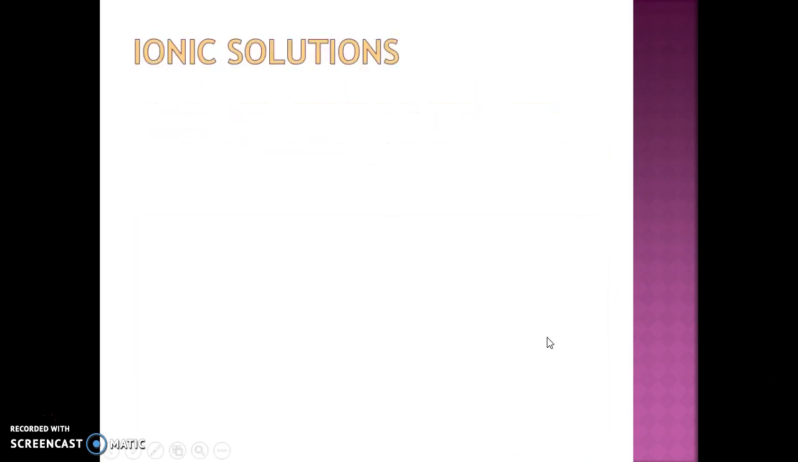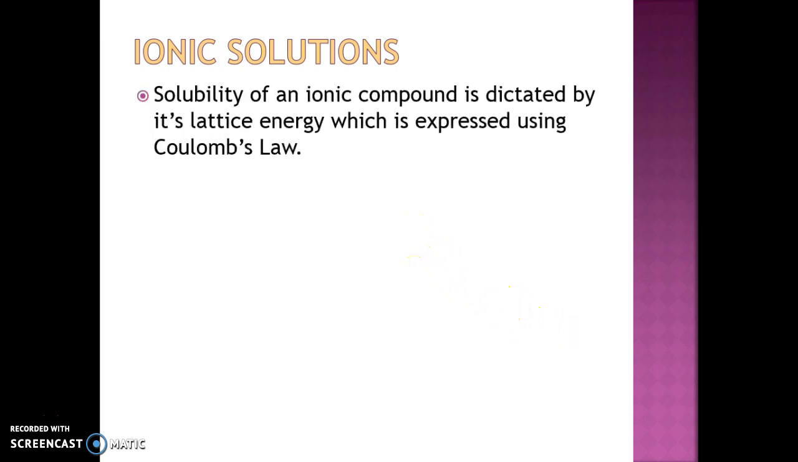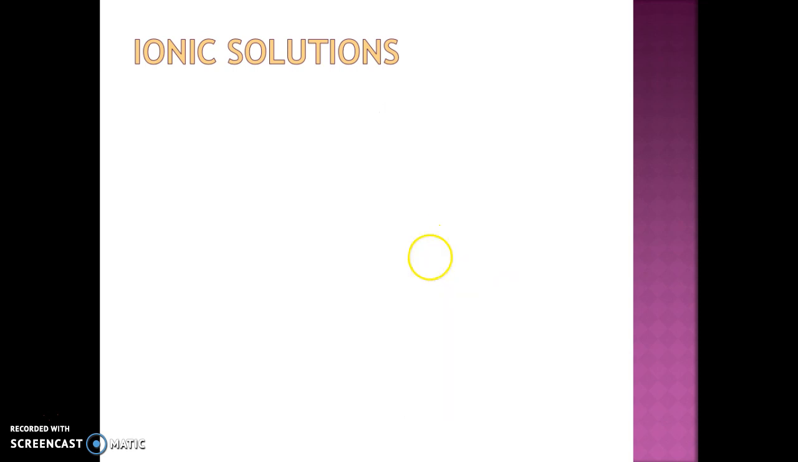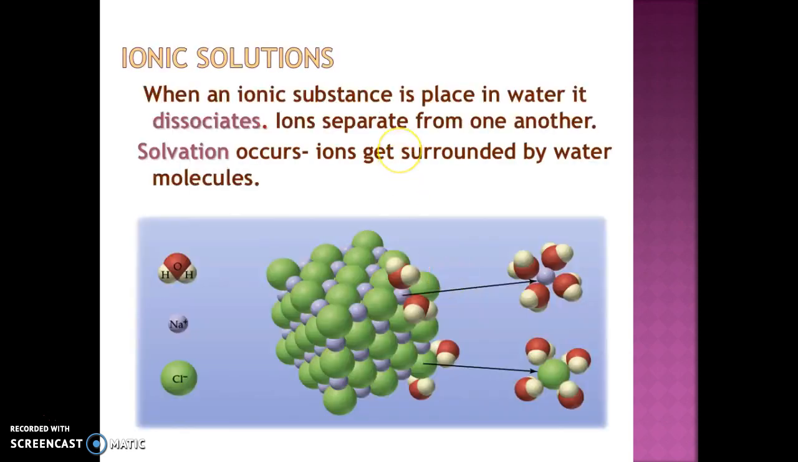Ionic solutions are created when an ionic substance is placed in water and it dissociates. So the word dissociation is what we're going to associate with ionic substances. The ions dissociate, they separate from each other. We learned how to write dissociation equations to show that, and we'll review that in a few slides.